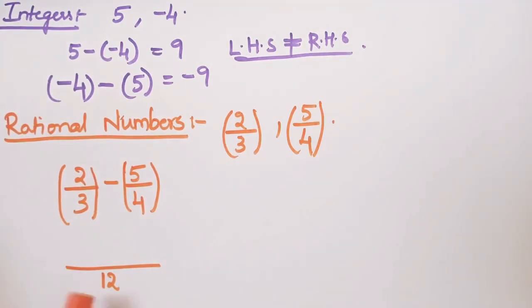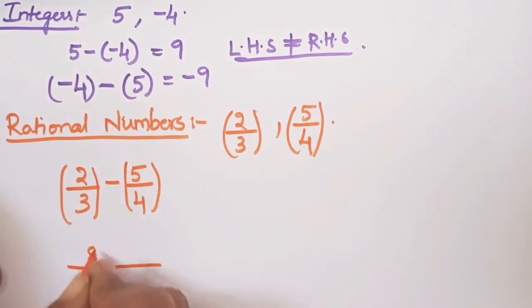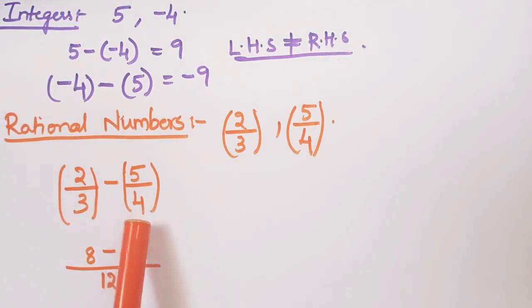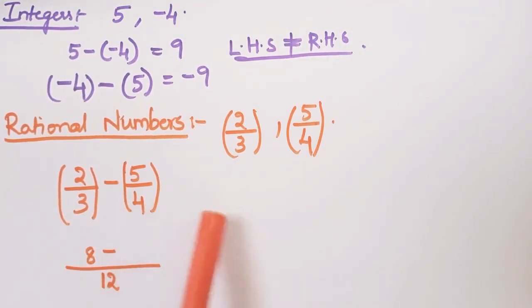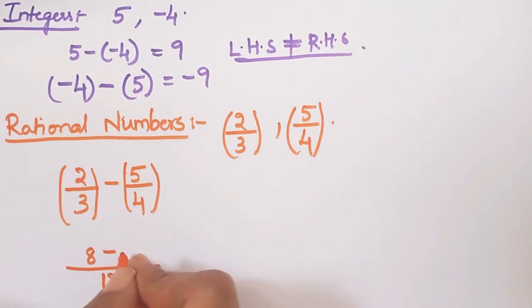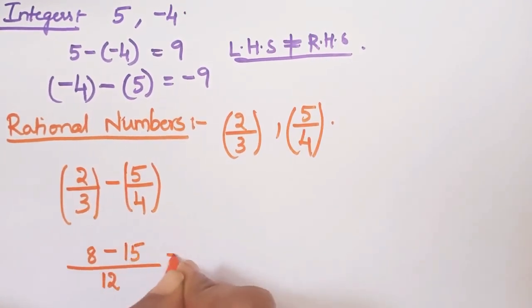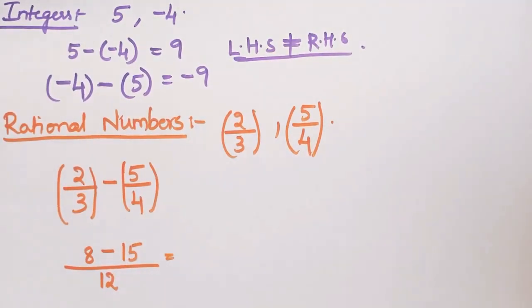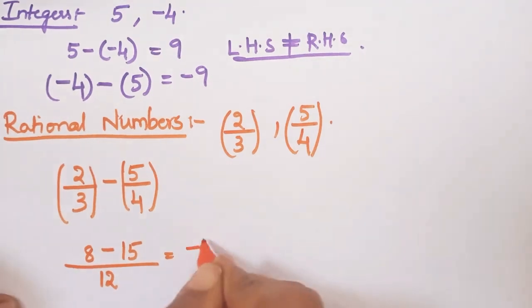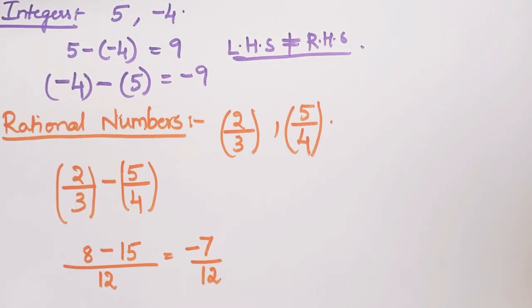So when I divide 12 with 3, my quotient is 4. So 4 twos are 8, minus. Here when I divide 12 with 4, my quotient is 3. 3 fives is 15. So when I do 8 minus 15, what will I get? Minus 7, right? So I am getting here minus 7 by 12, isn't it?